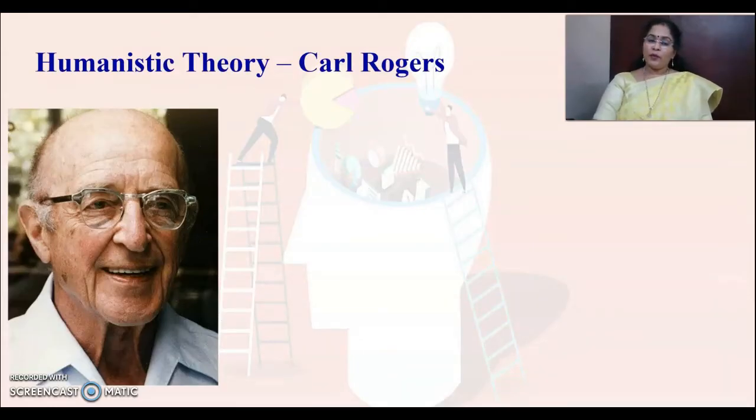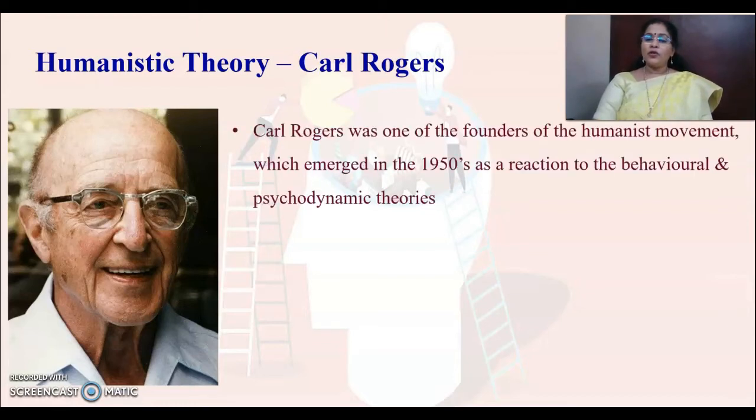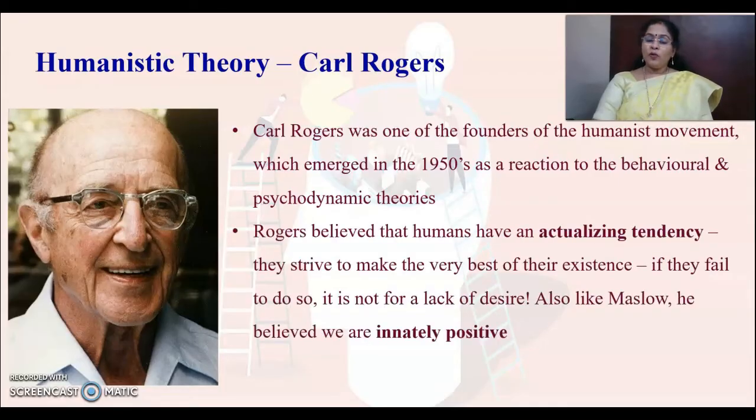The next theory we are going to learn is the humanistic theory given by Carl Rogers. Carl Rogers was one of the founders of the humanistic movement, which emerged in the 1950s as a reaction to behavioral and psychodynamic theories. Rogers believed that human beings have an actualizing tendency. Just as Abraham Maslow said, he also told that human beings have the self-actualization tendency. They strive to make the best of their existence. If they fail to do so, it is not for lack of desire.